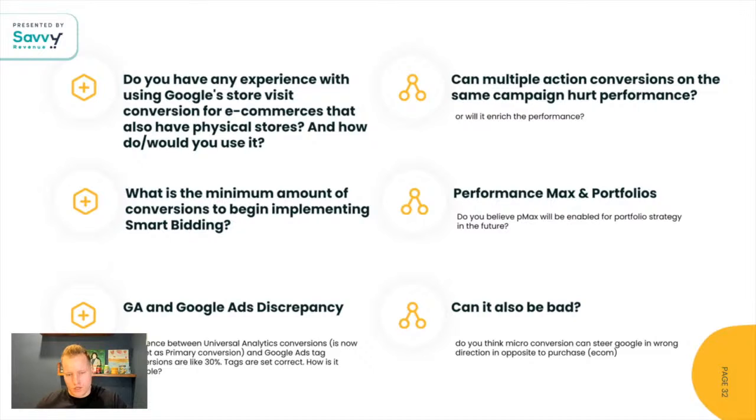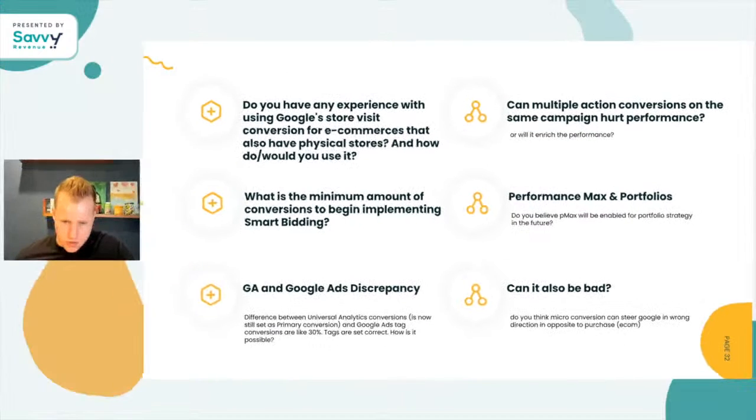Then there's Google Analytics and Google Ads discrepancy. Can I change this so I can actually read my own question? There. So they've seen a difference in Universal Analytics conversions and Google Ads tag conversions to be around 30%. Tags are set correct. How is this possible?